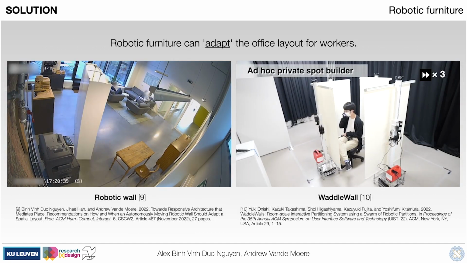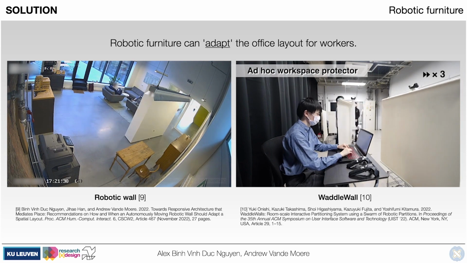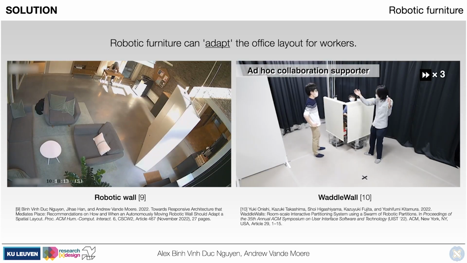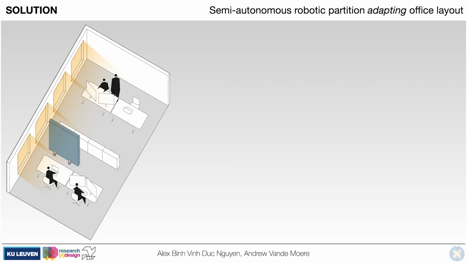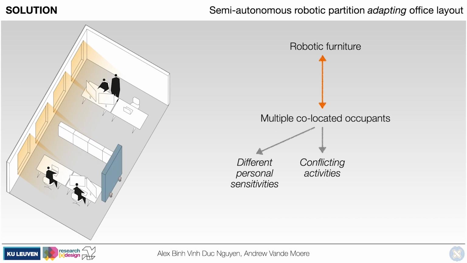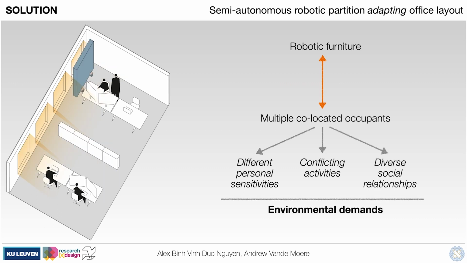Recent research of robotic partitions, including our own, show that we can now adapt the layout dramatically through robotic means. Yet despite these advancements, it is still fully unknown how robotic furniture can actually mediate the needs of multiple co-located occupants, who can have different personal sensitivities, conflicting activities, and diverse social relationships with each other, all while mitigating the environmental demands in their workspace.